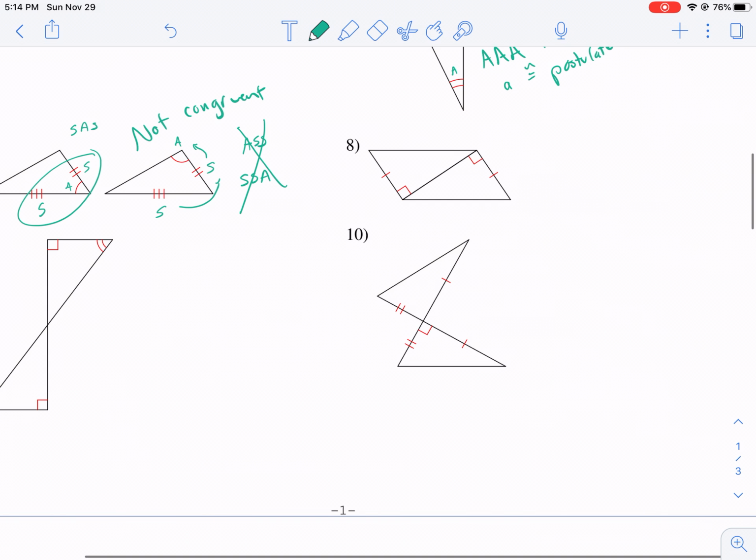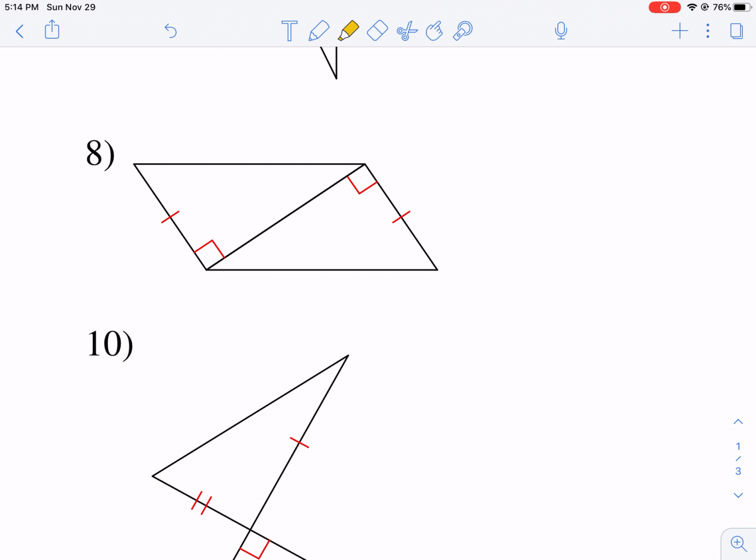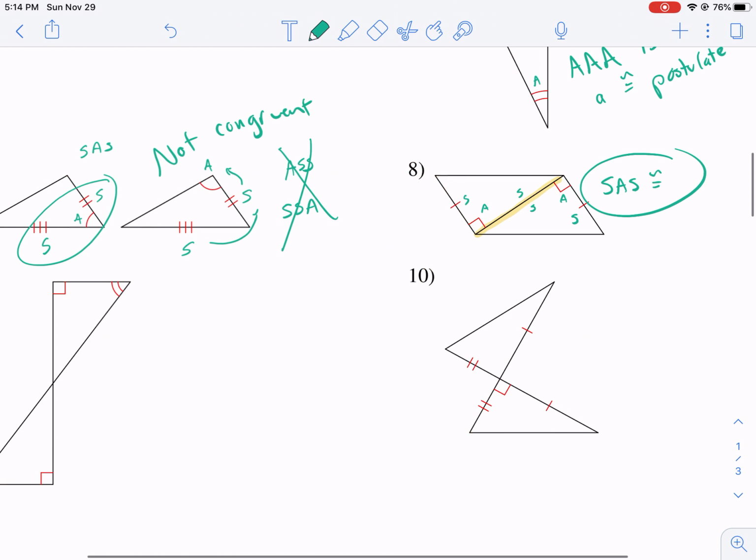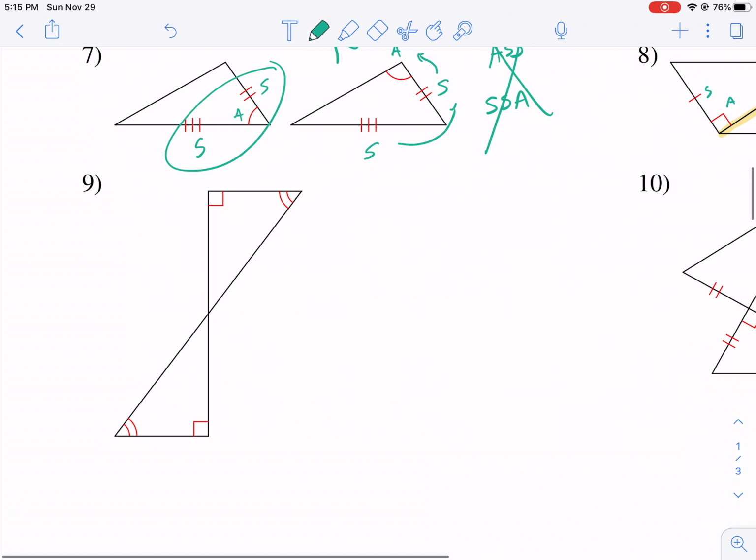Moving on to 8. 8, we have touching triangles. That means we're going to have another measurement. Okay, so in this case we have a side, a side. There's no hypotenuse here, so it's not going to be HL. So what is it? It's going to be side, angle, side. This one is side, angle, side, congruent. Okay, where's the HLs? No HLs?